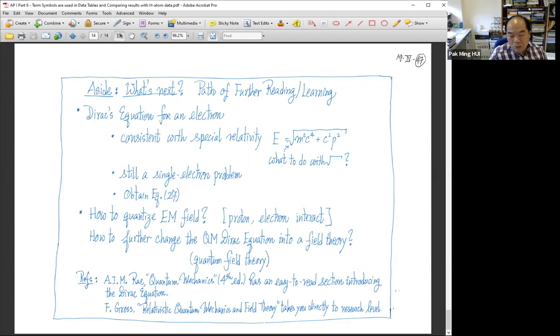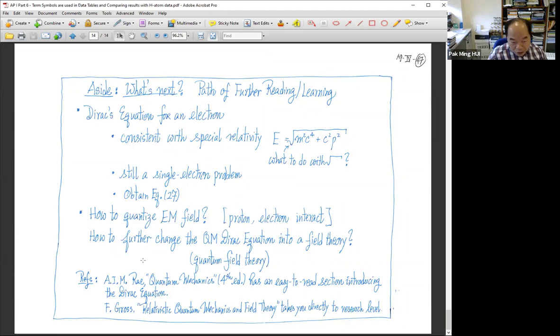For those who want to move further forward, that has to do with quantizing the vacuum, the EM field, and realizing that vacuum is something. And that has to do with quantum electrodynamics. And that is the path forward.